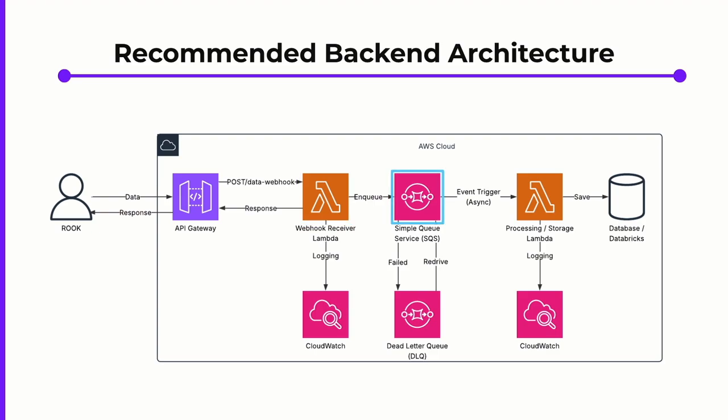Amazon's Simple Queue Service, SQS, buffers incoming payloads and allows the system to process them asynchronously, decoupling the ingestion layer from the processing layer. Dead Letter Queue, DLQ, captures messages that fail to be processed successfully, allowing them to be inspected or retried later. Storage Lambda, triggered asynchronously by SQS, processes each message and persists the data into the database. Amazon CloudWatch provides centralized logging and monitoring for observability, debugging, and operational insights.